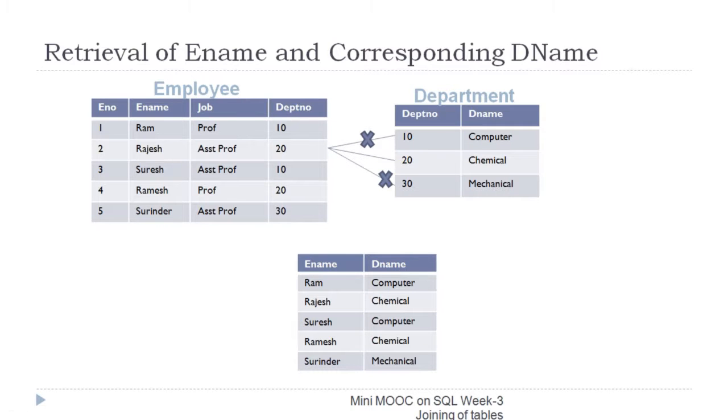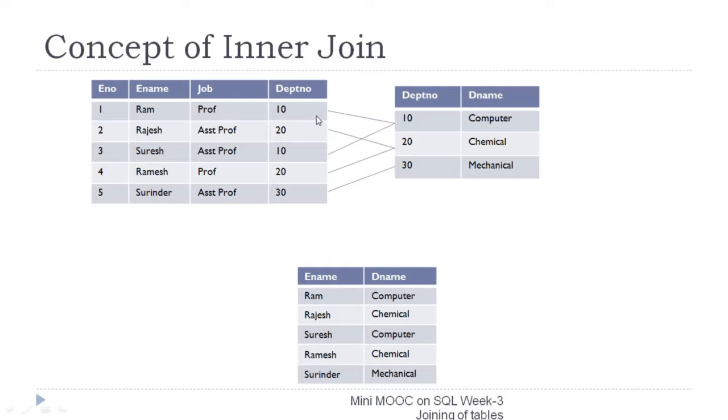So it is very natural to enforce this condition that only those pairs are selected where the department number of the employee table is equal to the department number of the department table. In this way, Ram will make a pair with computer department, Rajesh with chemical, Suresh with computer, Ramesh with chemical and Surinder with mechanical. And in this way we will be able to select the 5 desired records.